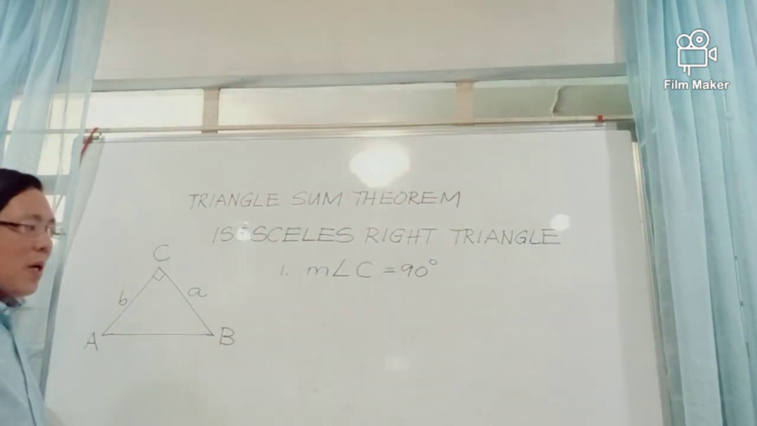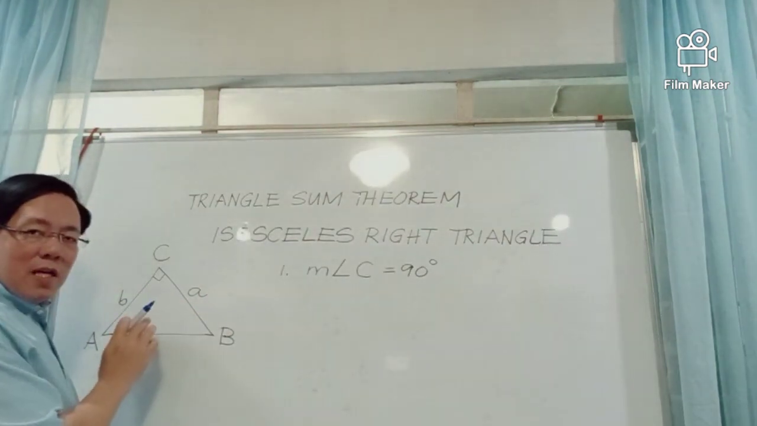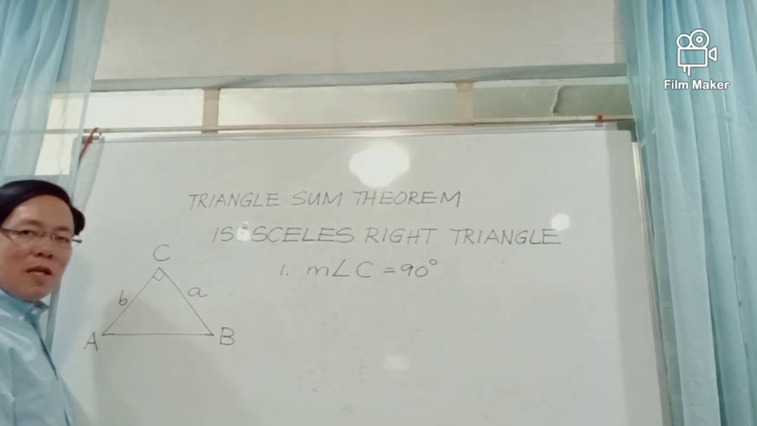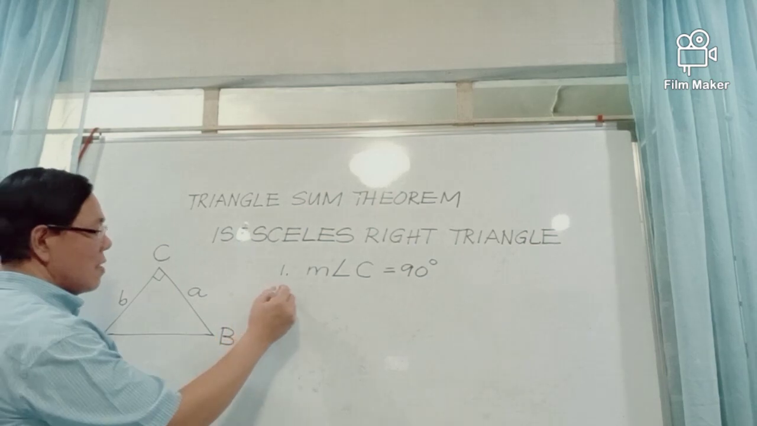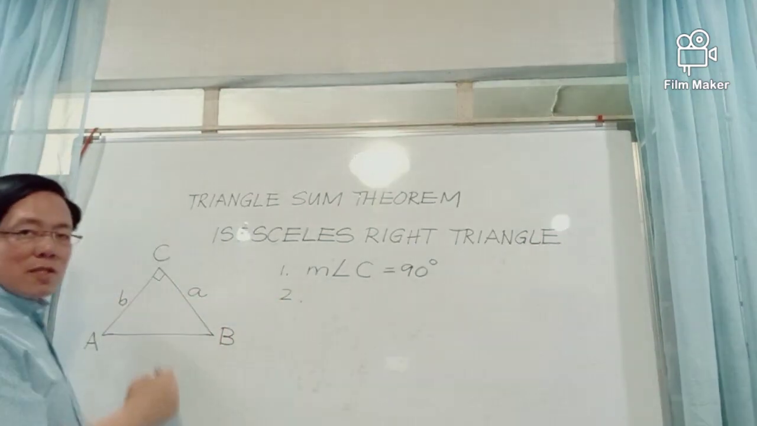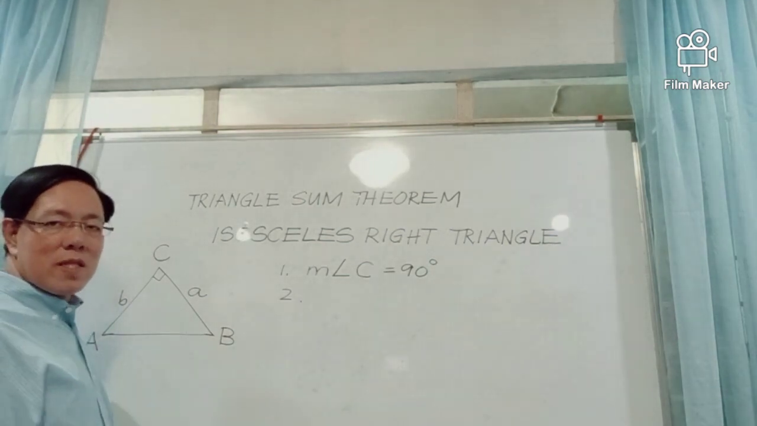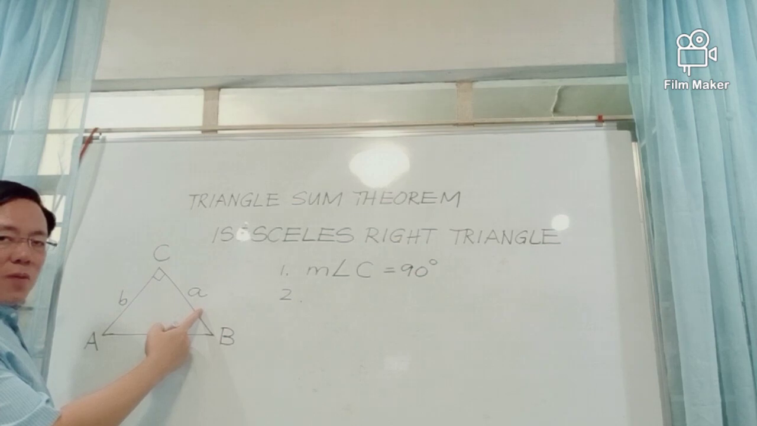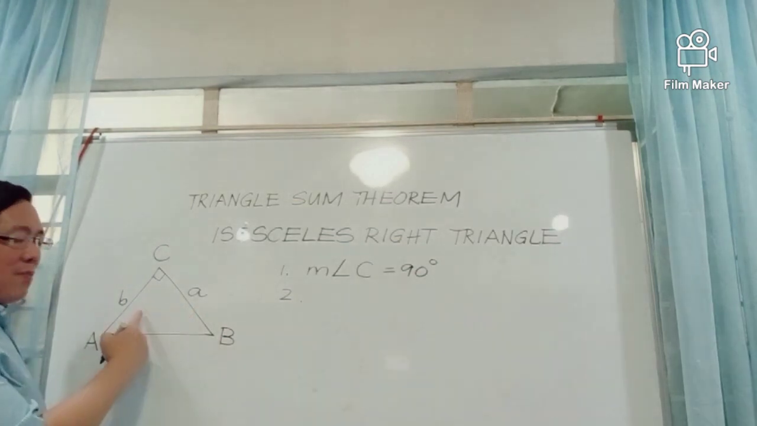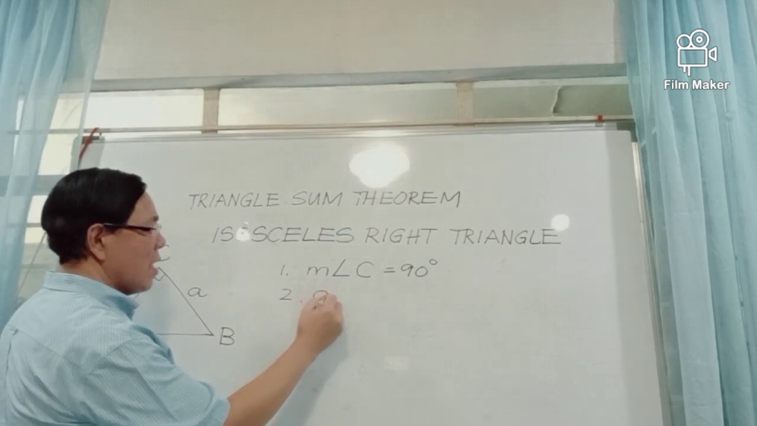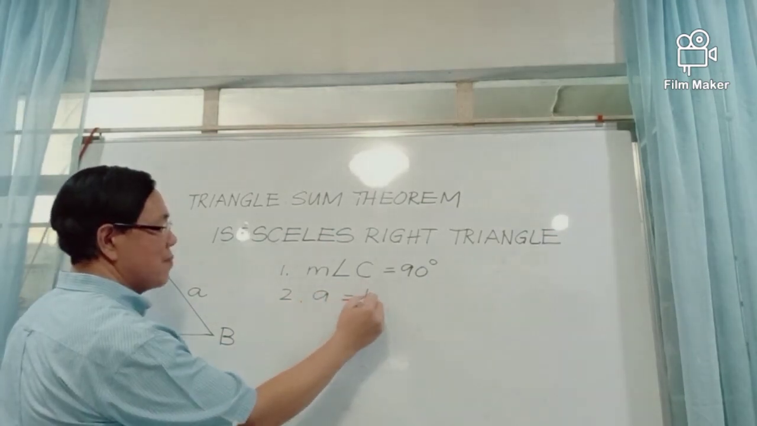So the second property of an isosceles right triangle, using this isosceles right triangle, is that the two sides are congruent. In this example, the measure of this side a and the measure of this side b are equal. We write a equals b.